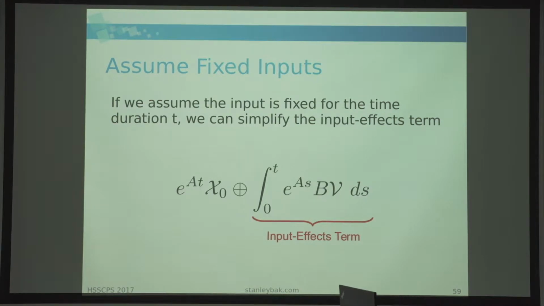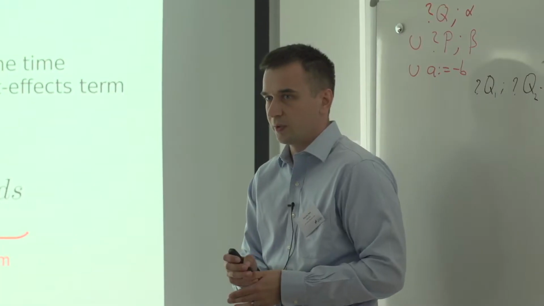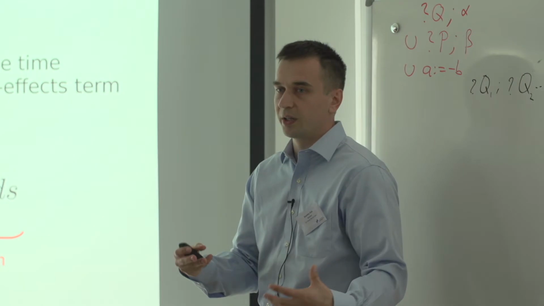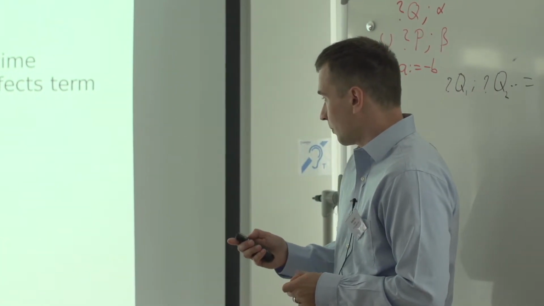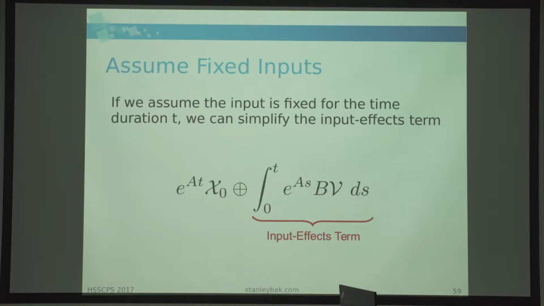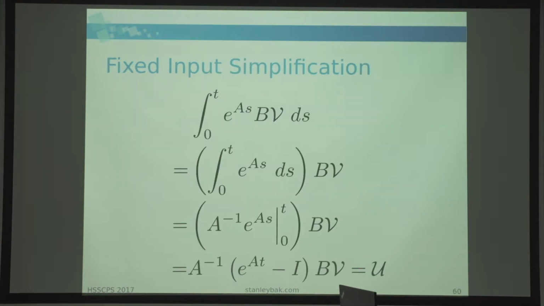So I'm just going to describe the fixed input case, which is a little bit more difficult. There's some math to derive how much you need to bloat by when you don't have fixed inputs. So we're just looking at this input effects term from the solution. And you assume that, again, for the whole time interval t, the inputs are fixed. So what does that let us do?